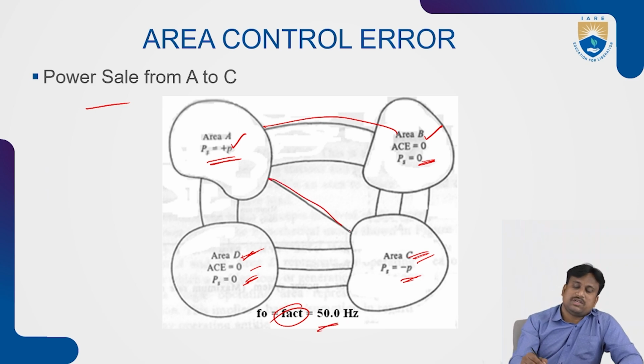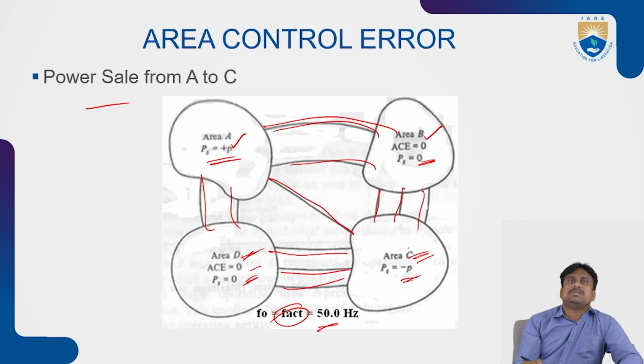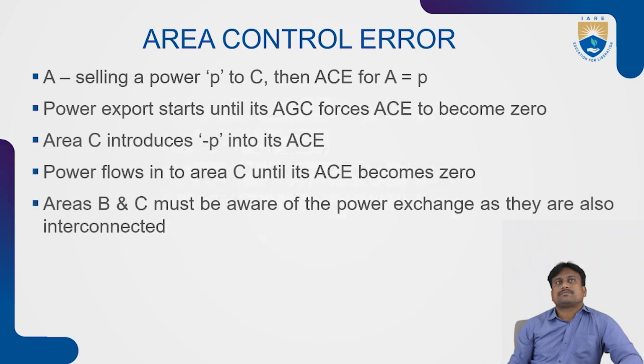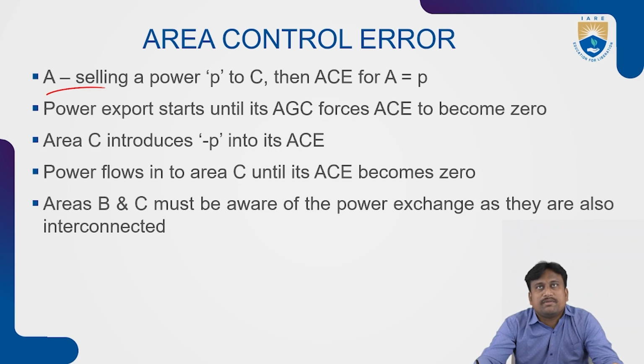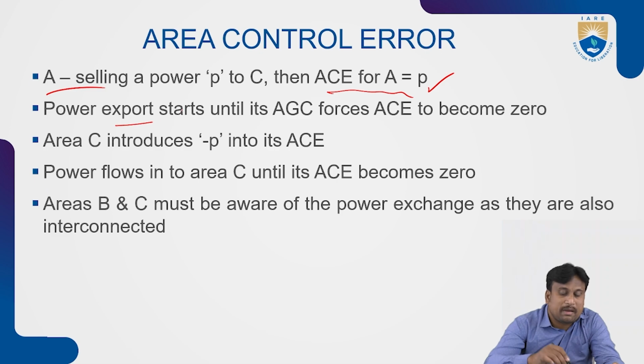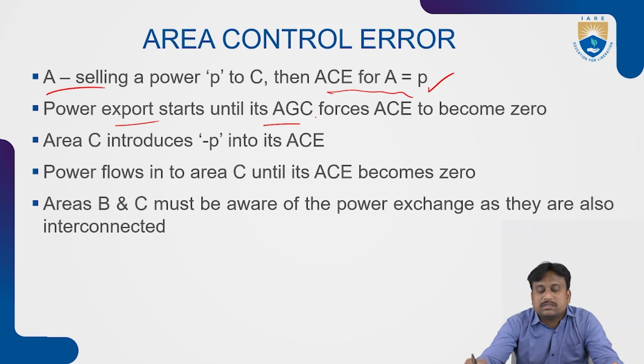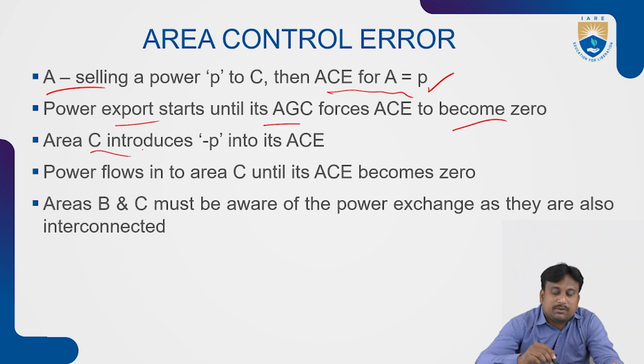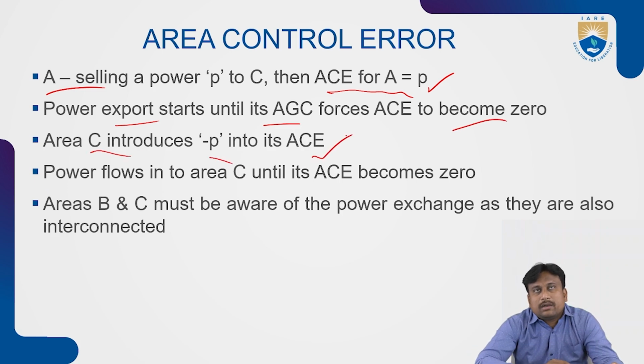So there will be mutual sharing or coupling between the total regions or boundaries, which are considered in these regions. This will exchange power from A to C. Here A will be treated as the selling area, so power goes from A to C. Then the area control error for A equals P is considered. Then power export continues until AGC forces the area control error to become 0. Then area C takes in P into its area control error constant. So power flows into area C until its area control error becomes 0.